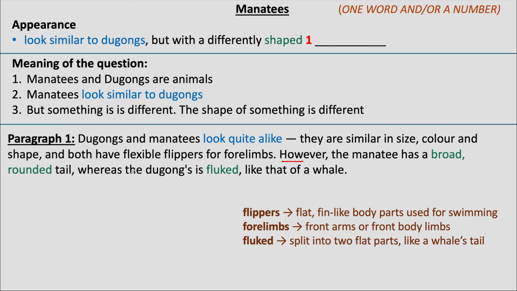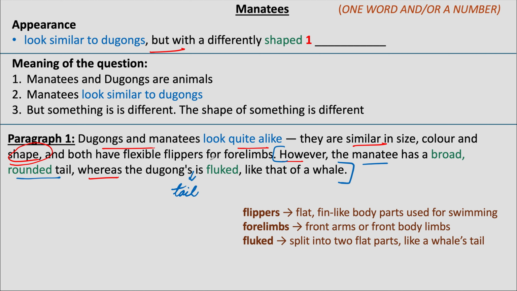Words like however and whereas mean but, so they show a difference. First, it says that dugongs and manatees look alike or look similar. The word shape is mentioned, but it says similar shape, not different shape. In the second sentence, the word shape or different is not mentioned, but it says manatee has a rounded tail. But dugongs, this means dugong's tail is fluked, a different shape of the tail.